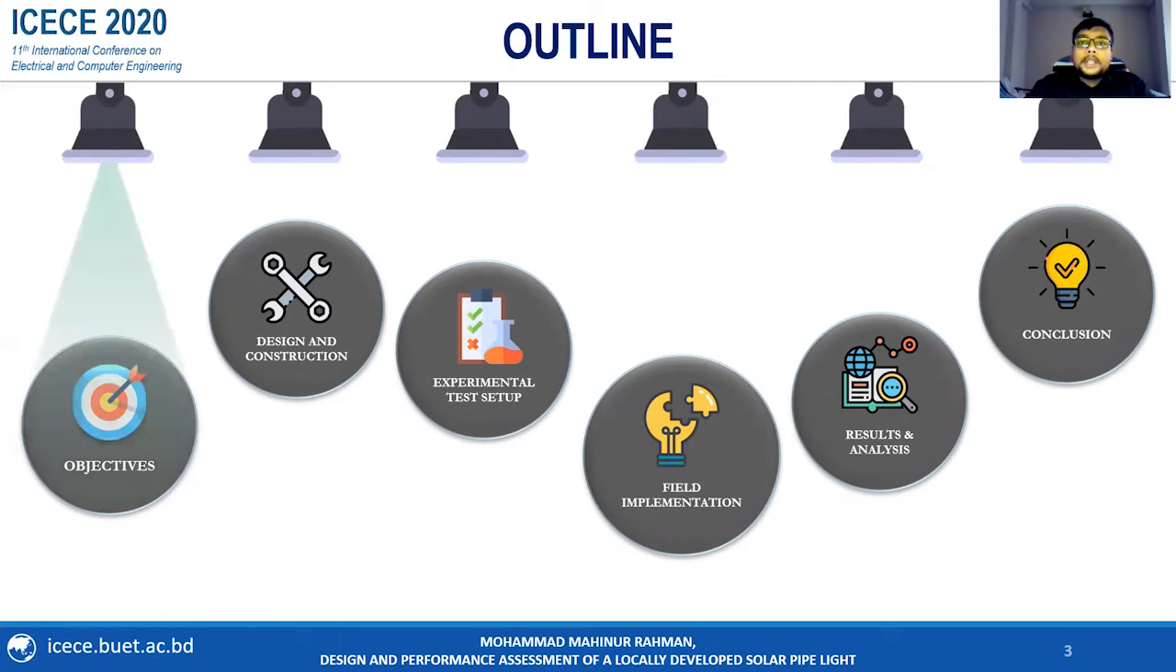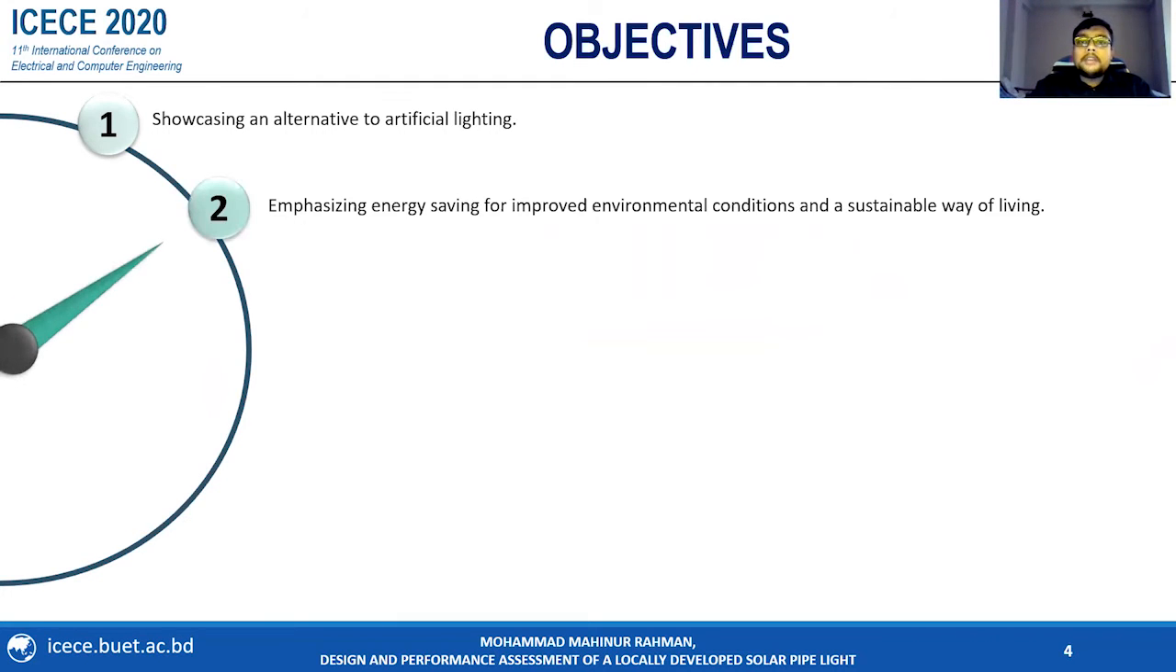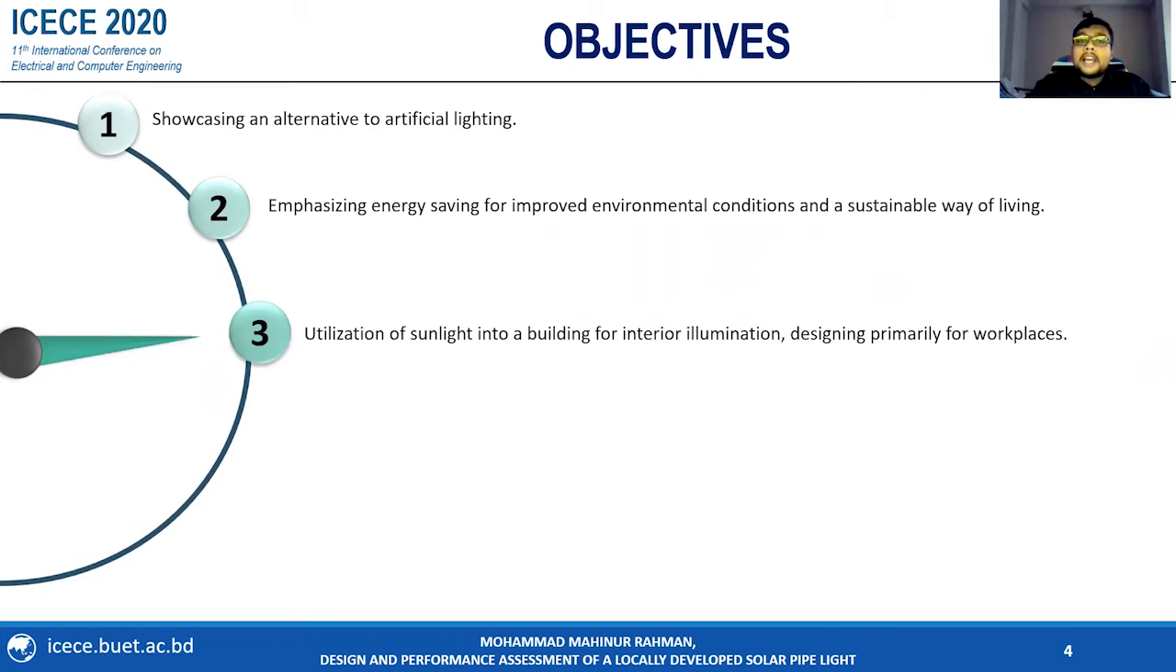Moving on to the objectives of our work. The first objective is that we have tried to showcase an alternative to artificial lighting. We have emphasized energy saving for improved environmental conditions and a sustainable way of living. We have tried to utilize sunlight into a building for interior illumination. Our design is primarily focused on workplaces.